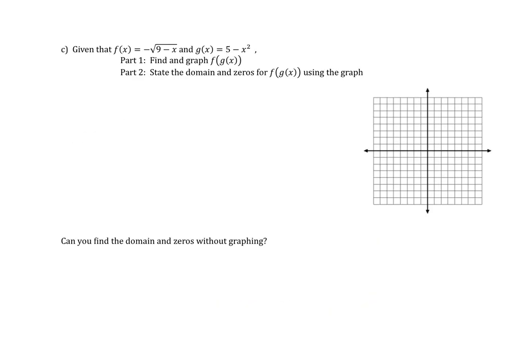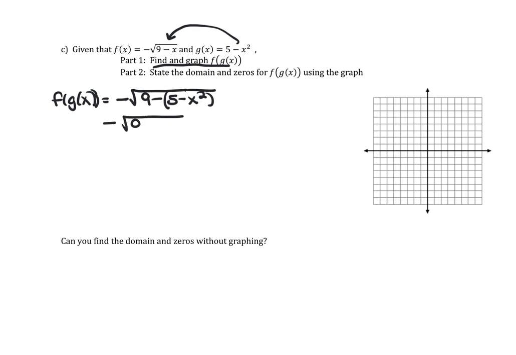Letter C. So again, we're going to find and graph f of g of x. So we're going to take the g function and plug it into the f function. So f of g of x is going to equal negative the square root of 9 minus, always plug in using parentheses, 5 minus x squared. Cleaning that up would be negative the square root of 9 minus 5 plus x squared, or negative the square root of 4 plus x squared. Again, we'll use y to help us for the next step.